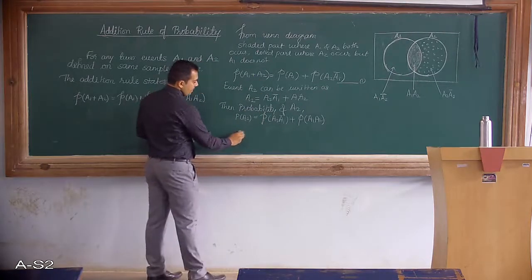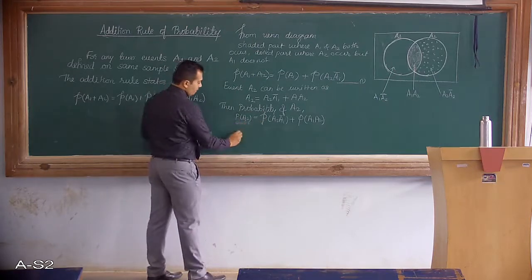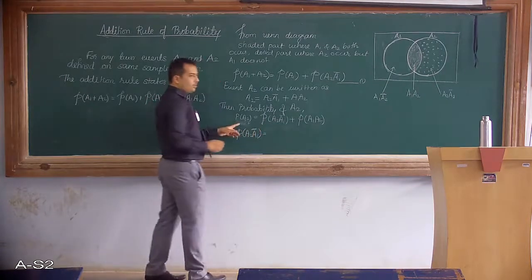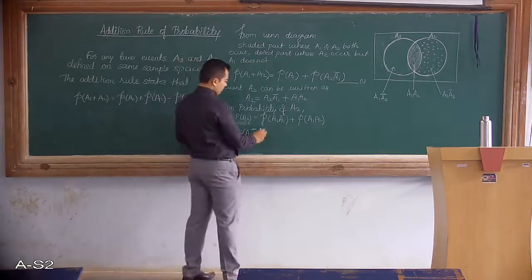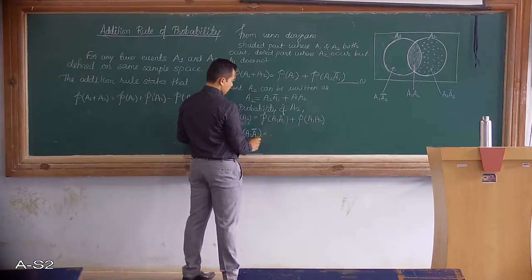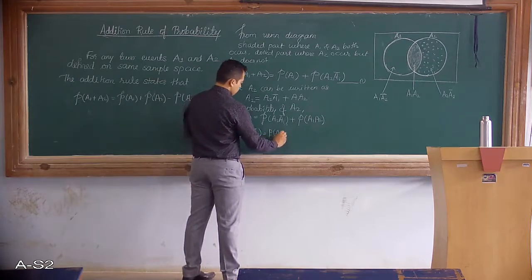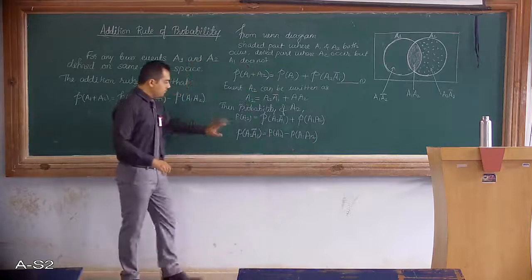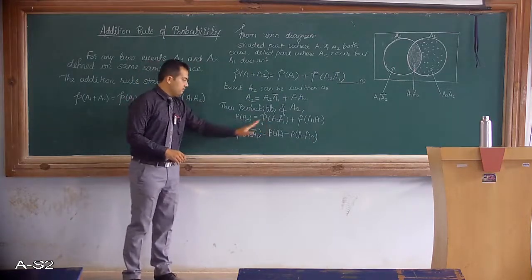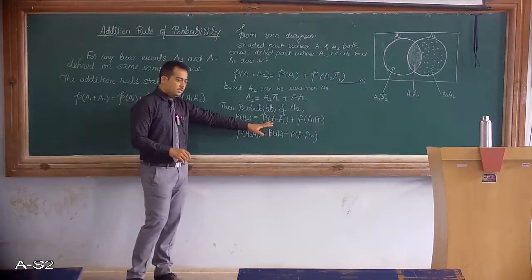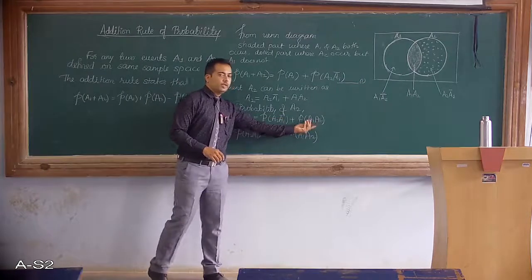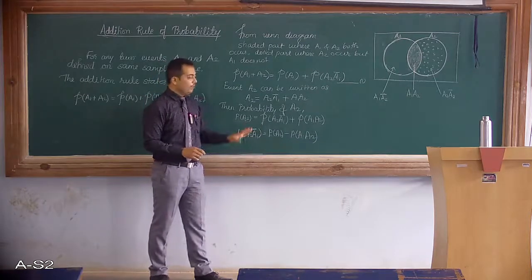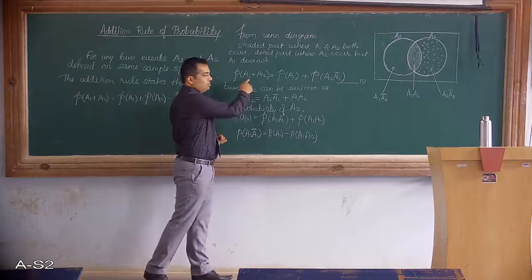So this term, let me shift to the other side. What do I get here? Probability of A2. So I have found another equation for probability of A2 A1 bar. I have to shift probability of A1 A2 together to the other side. So what do I get here? Probability of A2 A1 bar is probability of A2 minus probability of A1 A2. Now this value I need to substitute in the earlier equation.